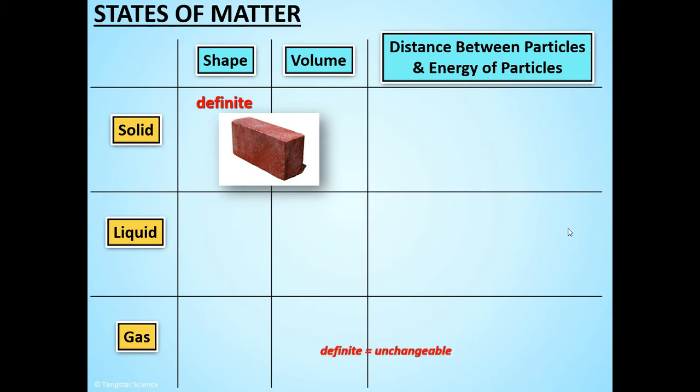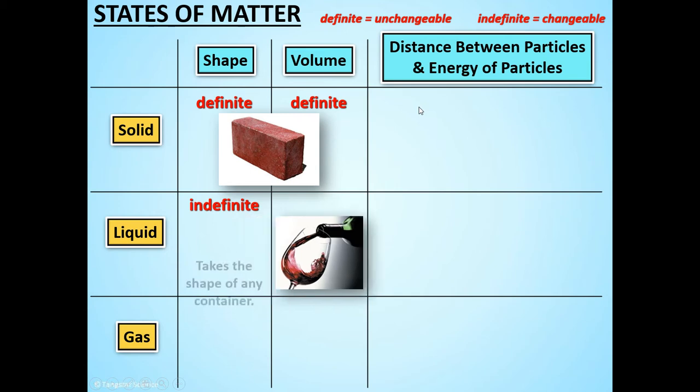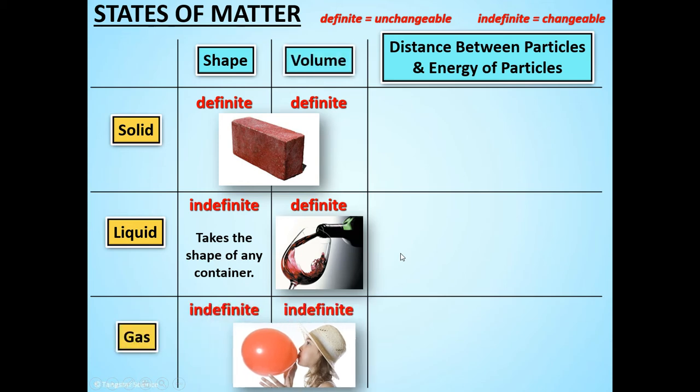So, a solid is going to have a definite shape, such as this brick. A solid is going to have a definite volume, and because it's definite, which means it's unchangeable. A liquid is going to have an indefinite shape, because it takes the shape of any container, and a liquid is also going to have a definite volume, which is still going to be a particular unchangeable amount. And then a gas is going to have an indefinite shape and an indefinite volume.